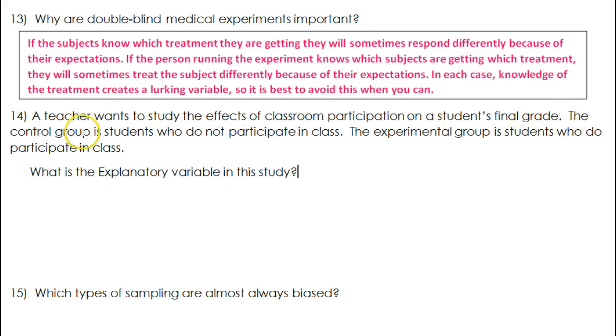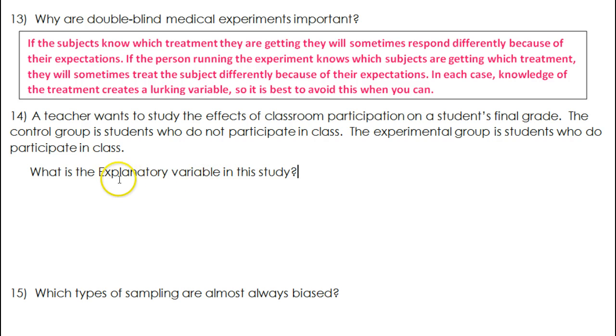Number 14, a teacher wants to study the effects of classroom participation on a student's final grade. The control group is students who do not participate in class. The experimental group is students who do participate in class. What is the explanatory variable in this study?